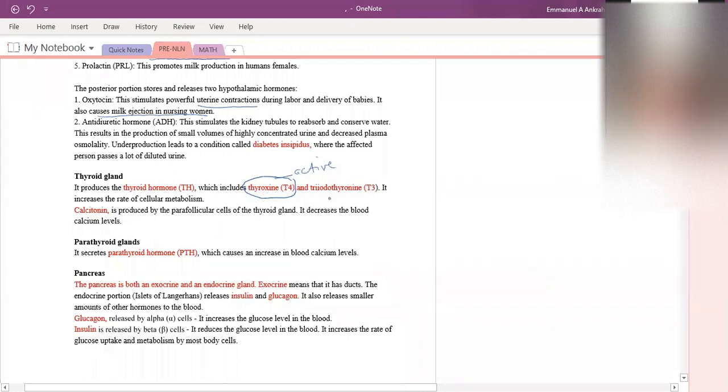Okay. And the main function of the thyroid hormone is to control metabolism in the body. So it controls the metabolic rate. So remember, the function of this is to regulate metabolic activity, regulate metabolism. So that's the function of the thyroid hormone, the thyroxine.